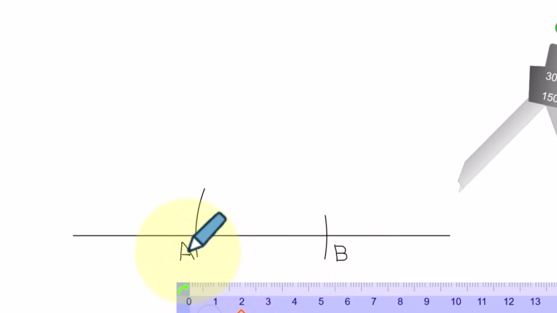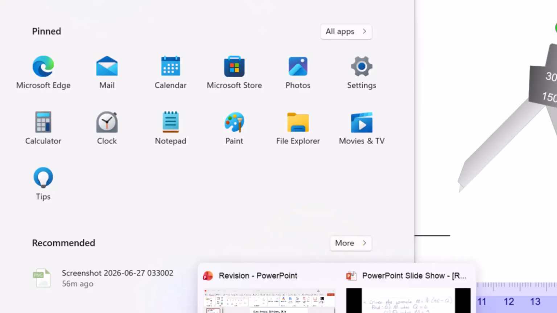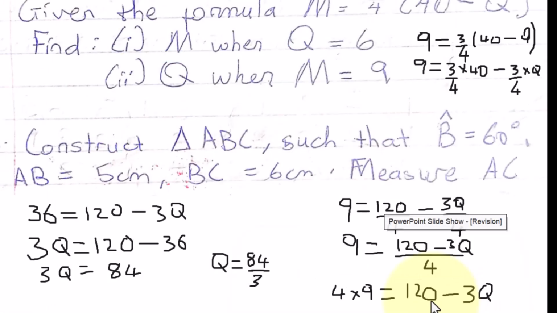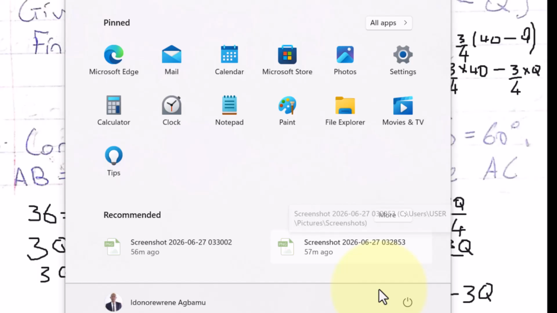So this is AB. Let's go to the question and check. That means you have done this first one, AB, 5 centimeter. You see, very simple and neat, no stress. You get your full mark in this first step. Let's go back and do the B. Then they now say put angle 60 on B. Let's go back.